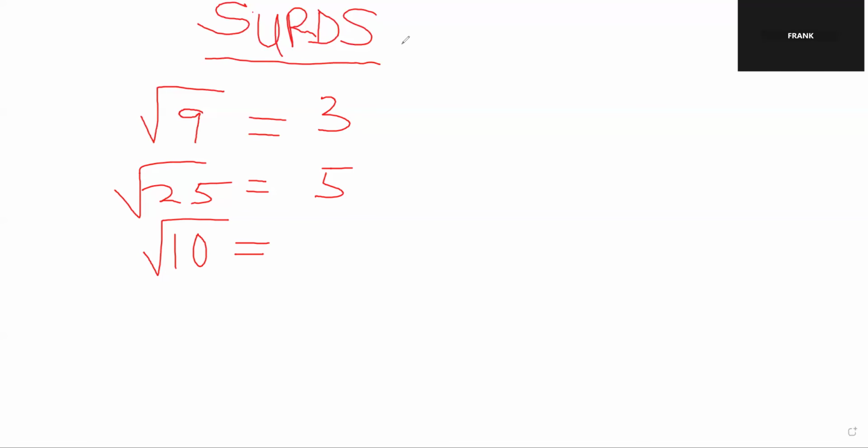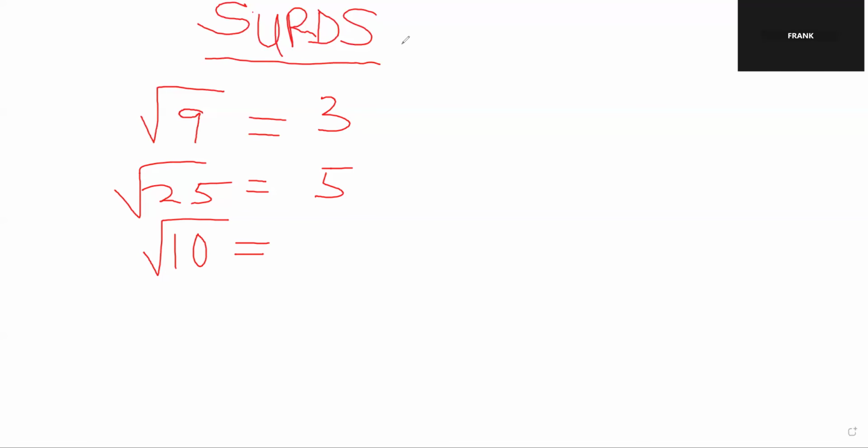So when we say surds, we are looking at roots of numbers whose results are not whole numbers. So let's limit our discussion to just square roots.